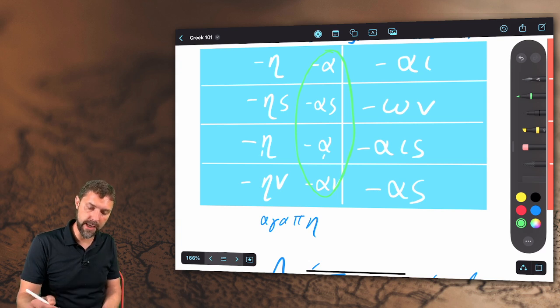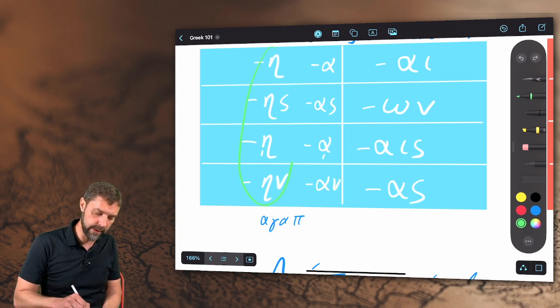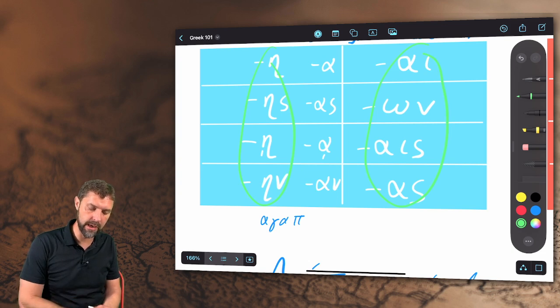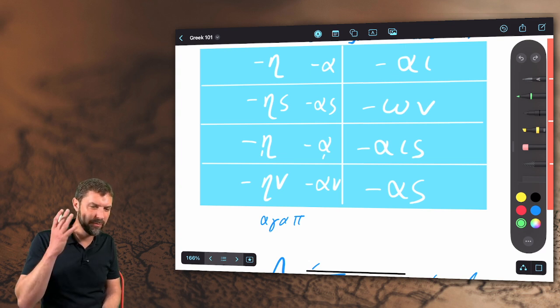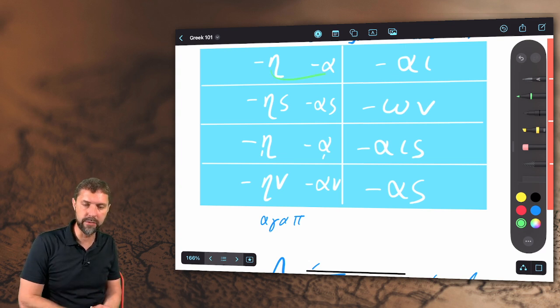And as long as you're familiar with this ending, this is why I say just memorize α, ας, α, αν, αι, ων, αις, ας. As long as you're familiar with that system, then you can mentally learn to switch out the etas for alphas. That's all you're doing. You're just switching alphas instead of etas all the way down.